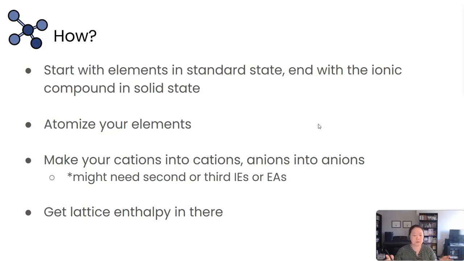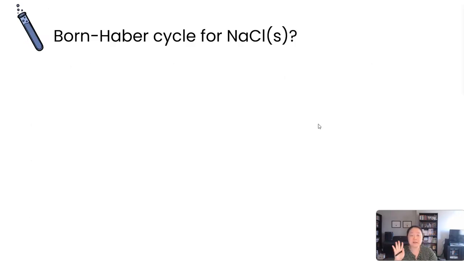And once you put all of those together, you're going to end up with the delta H naught formation of your ionic compound. Or in some cases, depending on the problem, they will give you, or you will have, the delta H naught formation of your ionic compound, and you need to find one of those other values. So if that's the case, let's construct a Born-Haber cycle for sodium chloride together.